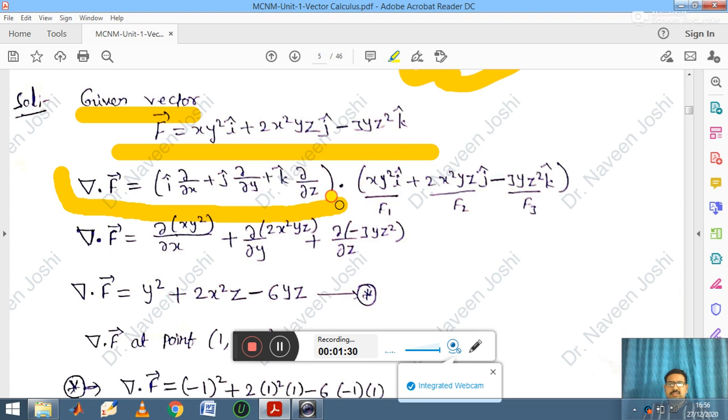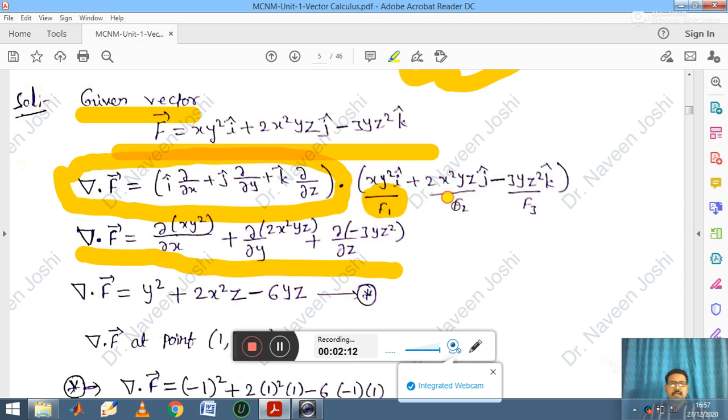Divergence of F definition is del dot F, where del means differential operator. It is given by i into dou by dou x plus j into dou by dou y plus k into dou by dou z, dot. So our F is xy square into i plus 2x square yz into j minus 3yz square into k. Here we can make three components because the given vector point function contains three components. The first component is F1 along x axis, F2 is along y axis and F3 is along z axis.